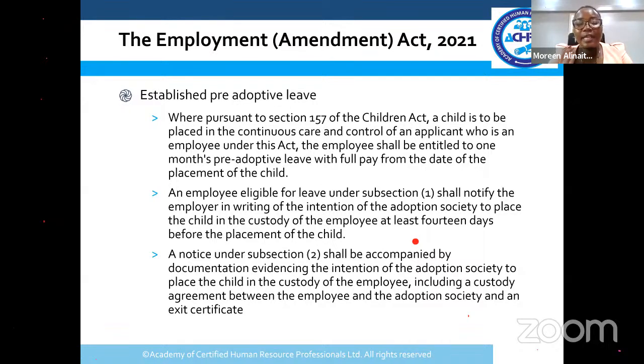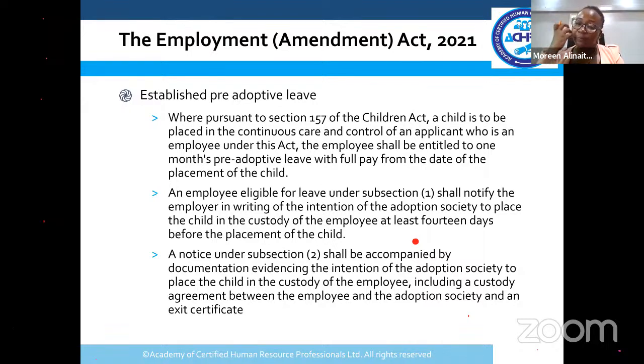An employee entitled to leave under subsection 1 shall notify the employer in writing of the intention of the adoption society to place the child in the custody of the employee at least 14 days before the placement. Remember, adoption does not just happen overnight. It is a process. So nobody can tell you, oh, I didn't know the child was being brought. They know.